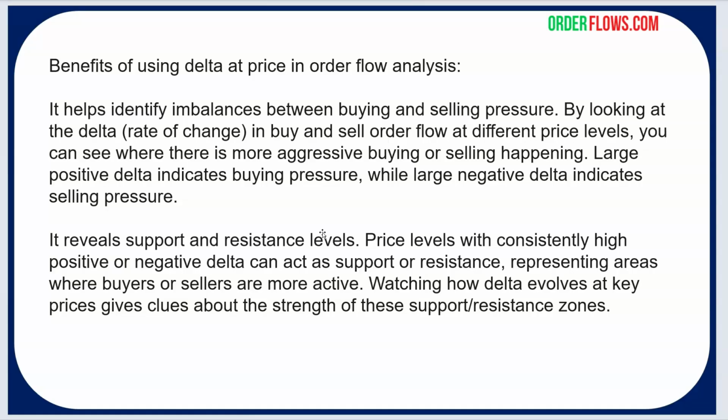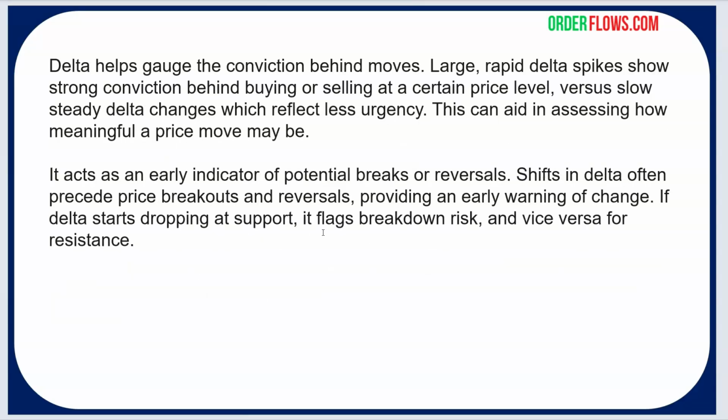It reveals support and resistance levels. Price levels with consistently high positive or negative delta can act as support or resistance, representing areas where buyers or sellers are more active. And watching how delta evolves at key prices gives clues about the strength of these support and resistance zones. So delta helps gauge the conviction behind moves.